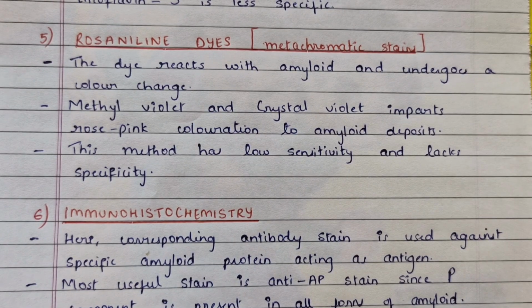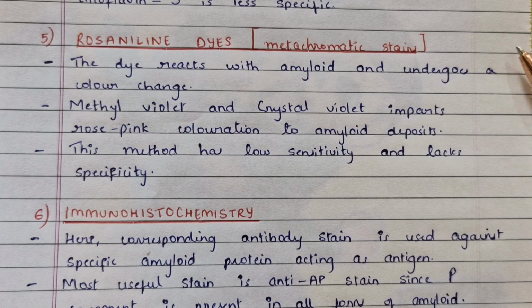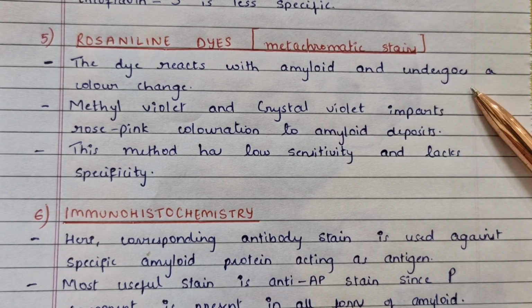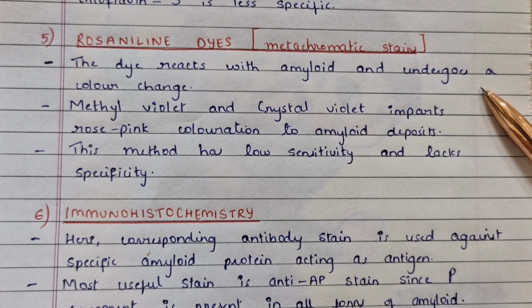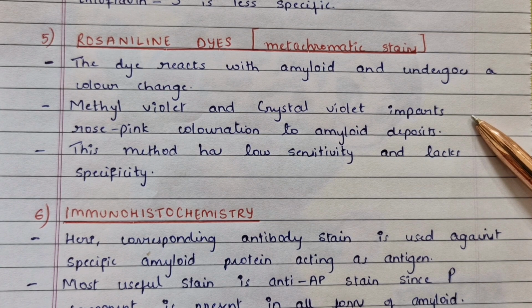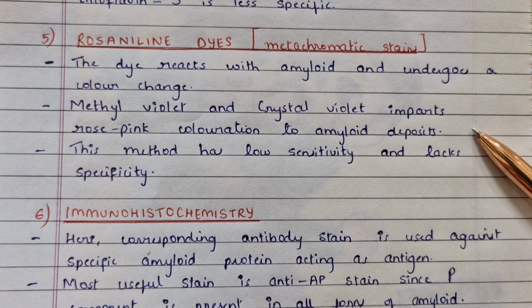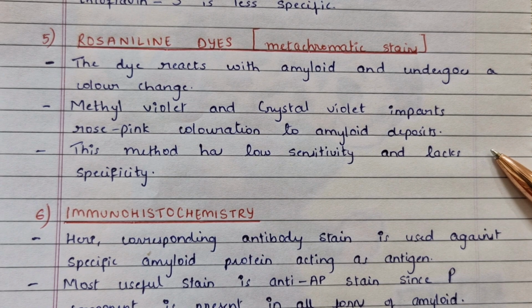The fifth one is Rosaniline dyes, metachromatic stains. The dye reacts with amyloid and undergoes a color change. Methyl violet and crystal violet impart rose-pink coloration to amyloid deposits. This method, however, has low sensitivity and lacks specificity.